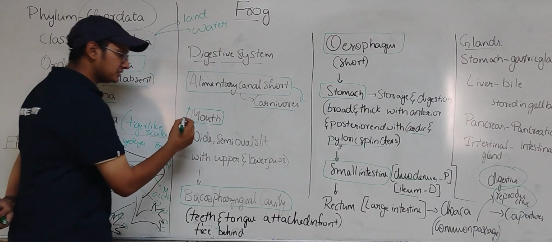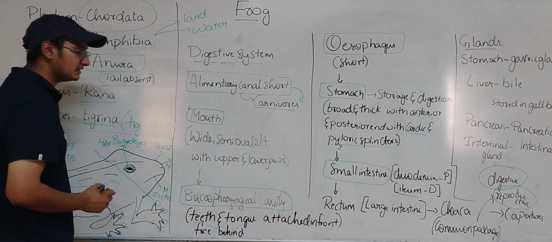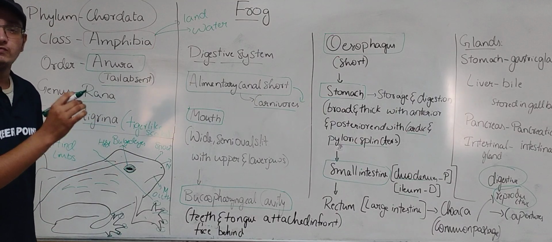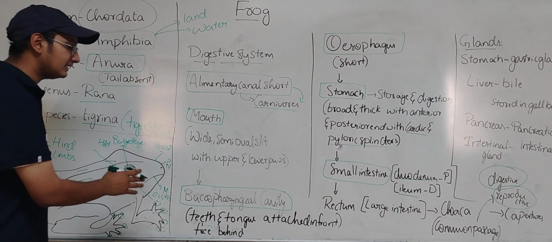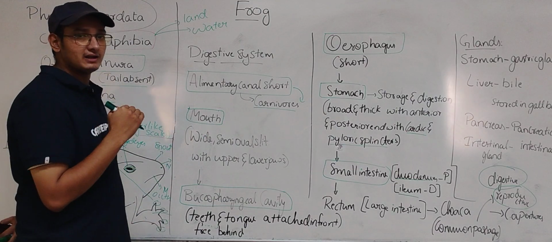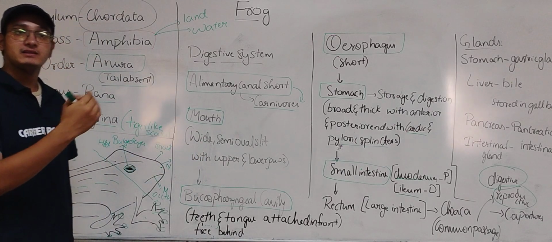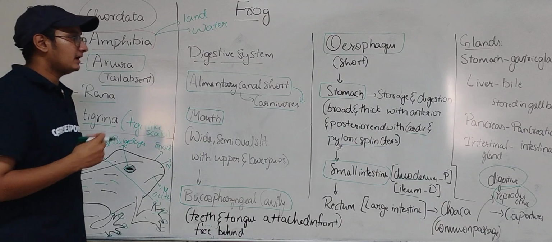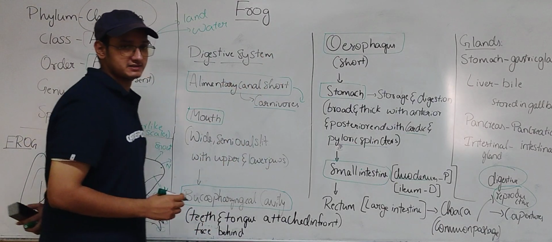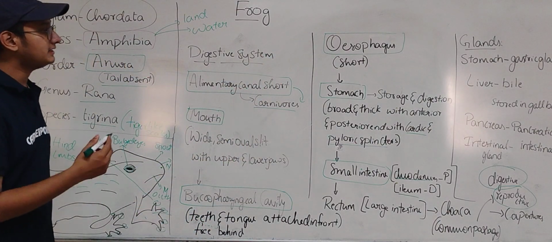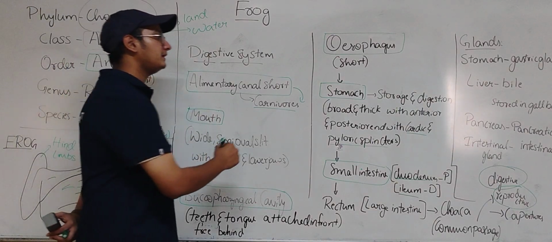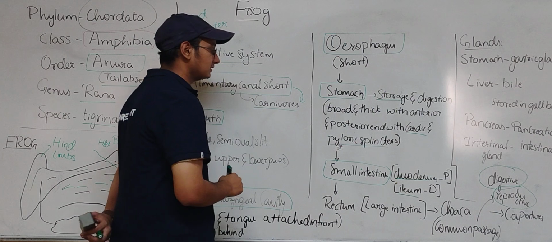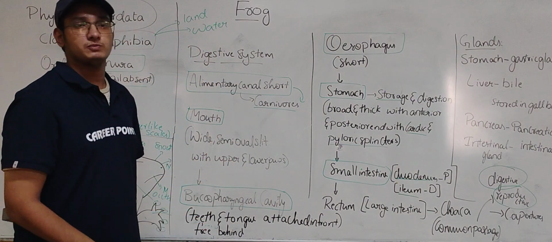The food enters the mouth, which is wide and semi-oval shaped with upper and lower jaws present. Then it enters the buccopharyngeal cavity, where the teeth and tongue are attached in the front and free behind. This is the reason why it can easily catch the prey. Now the food has entered the esophagus, which is very short. Then it enters the stomach, which might do storage or digestion. Food can be stored here or it can also be digested.